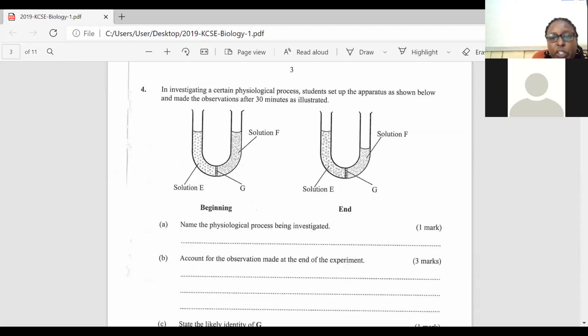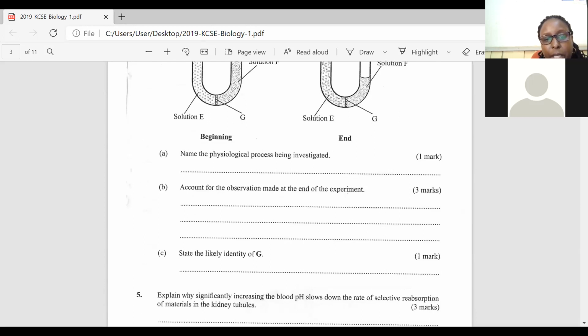We have part G, which majorly would give a clue to the learner. Then we also have the different solutions. We have solution E in the beginning, and solution F. So the changes that we had at the end for the second diagram would also have led to giving the learner a clue on what type of process was being investigated.